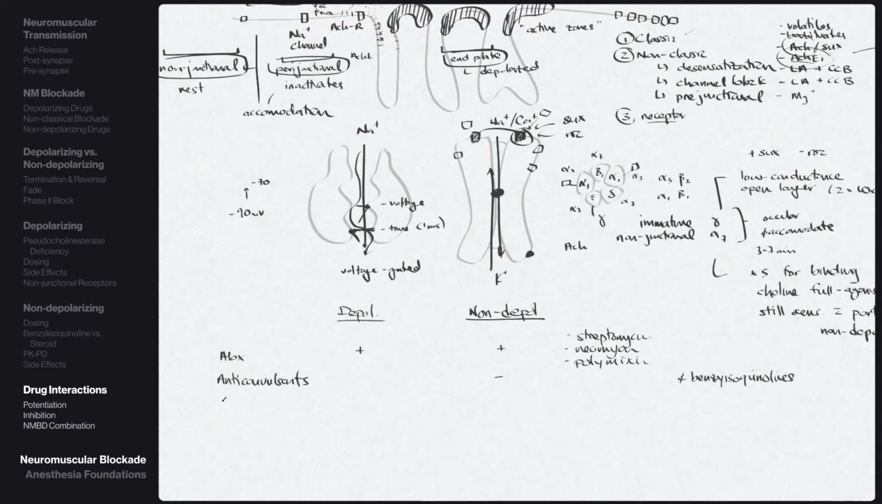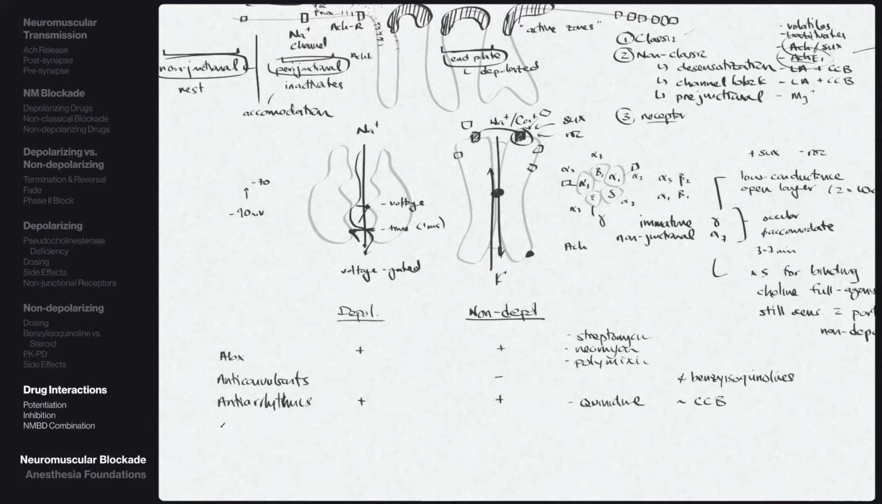Now we mentioned antiarrhythmics. This can potentially do a very similar enzyme inhibition, and this is specifically related to quinidine. And even though some calcium channel blockers, like verapamil and amlodipine, have been identified as potentially prolonging neuromuscular blockade, this is essentially clinically insignificant. And so we don't see much with our calcium channel blockers.